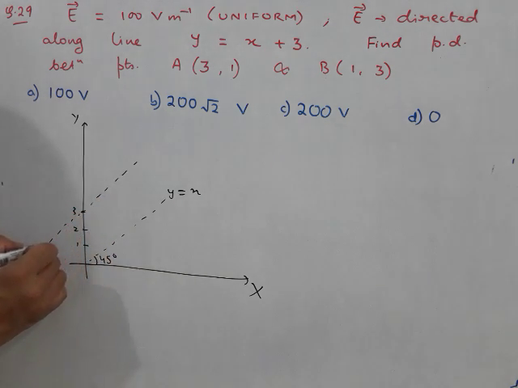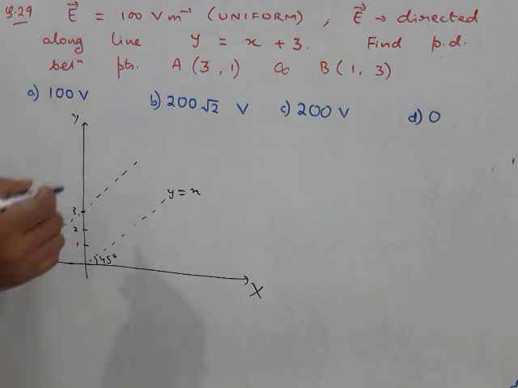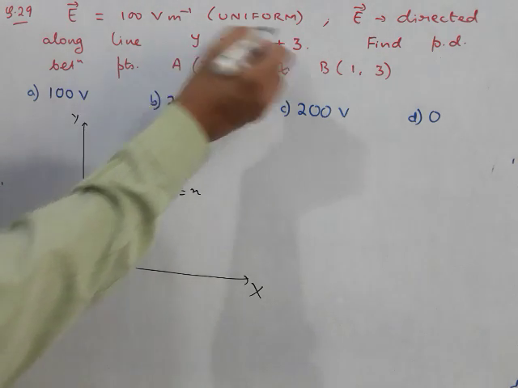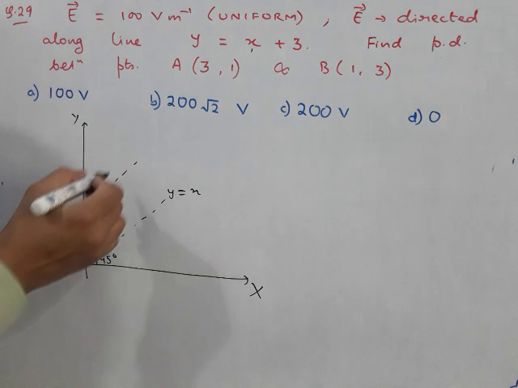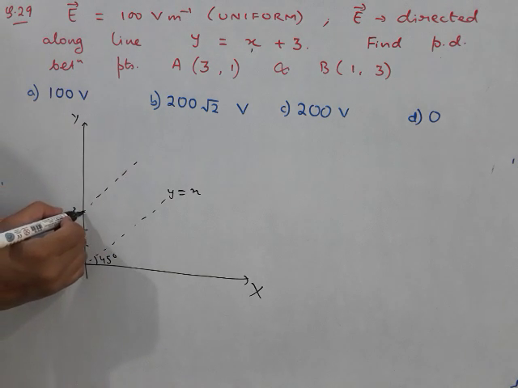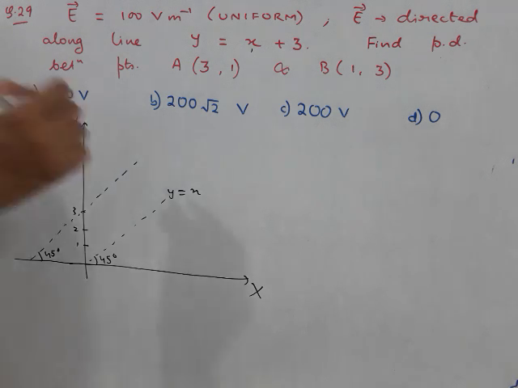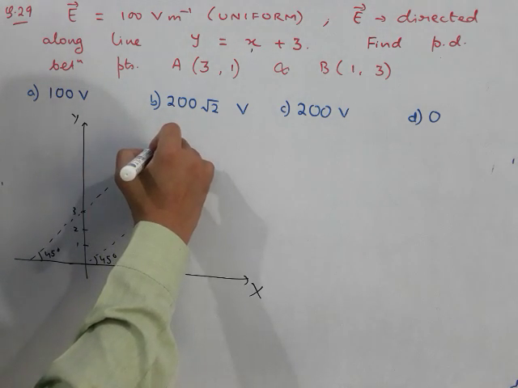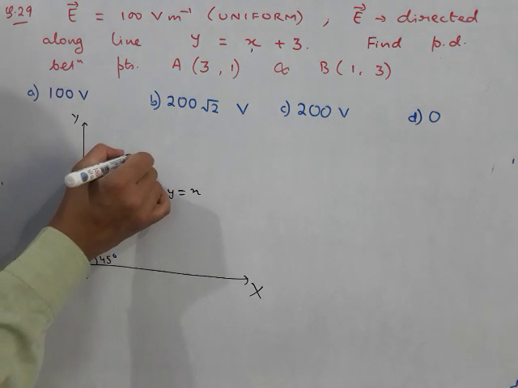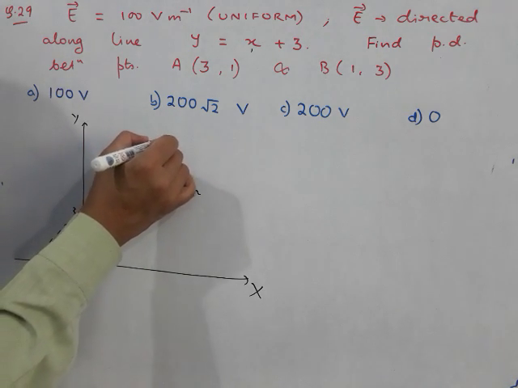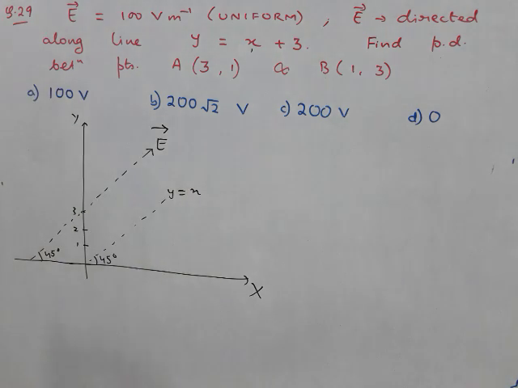And if you have some problem in understanding this, you can just see that if x is equal to 1, y will be 4, and if x is 0, y is equal to 3, and you can plot the graph, you will get this same graph. So it passes through this point 0, 3. So this is the direction of the electric field. The electric field is along this particular line. Its value is 100 volts per meter.